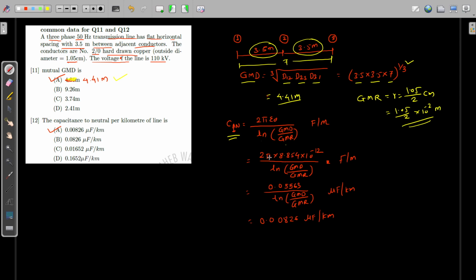Okay, so substitute all the values. I have done the calculation. So it is 2 pi epsilon 0, this is in farad per meter. I want to convert this into microfarad per kilometer.